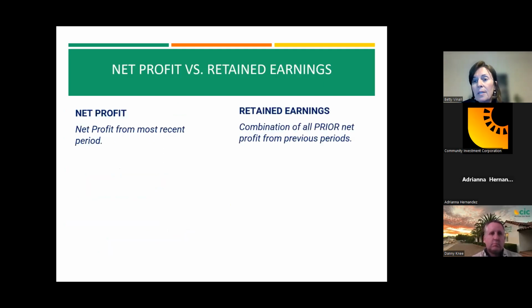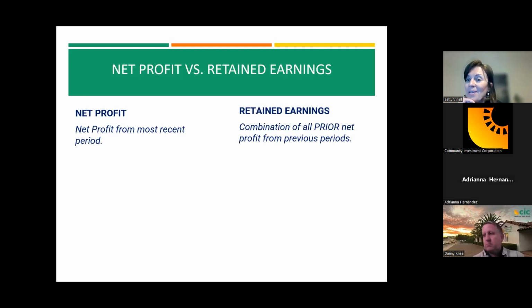So now we're going to go into this section and learn how to understand what net profit is and what retained earnings are. And I actually think, when it comes to understanding a balance sheet, this is one of the areas that is the most difficult. So I think if you can look at this sample that we're going to work through, and we're going to work through a few of them, I think it'll help you understand the difference.